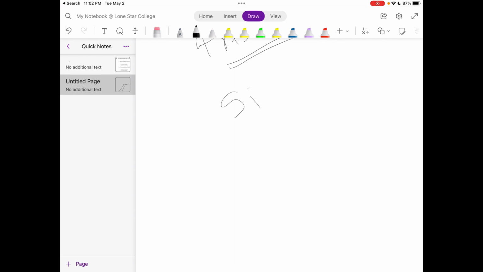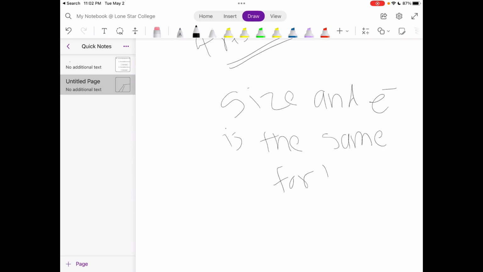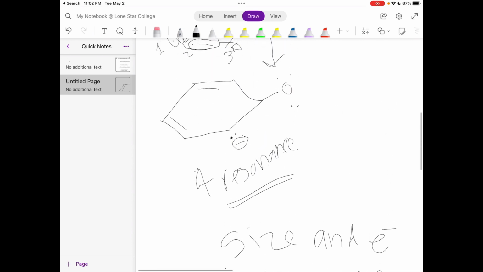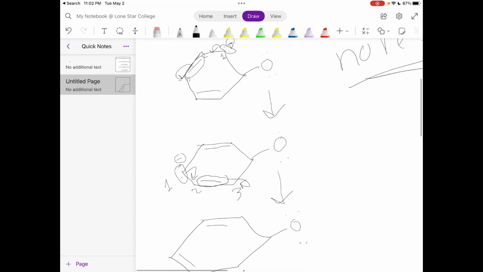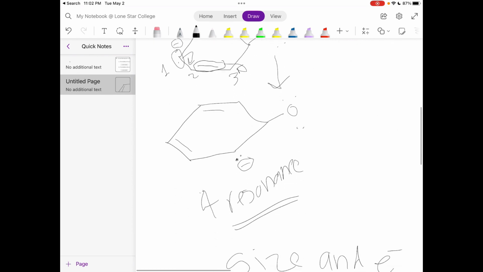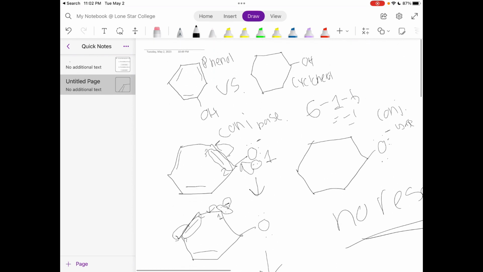So let me write that down. Size and electronegativity is the same for both. So you can't look at size and electronegativity for either of them. What you have to look at is the resonance. And this has no resonance. And this has 4 resonance structures. So this phenol is the obvious winner.